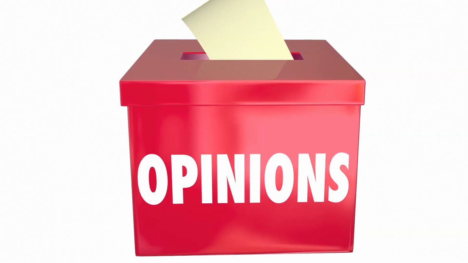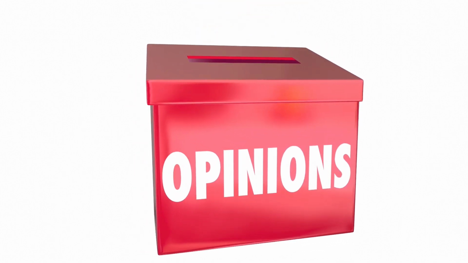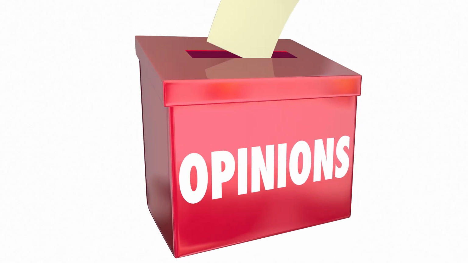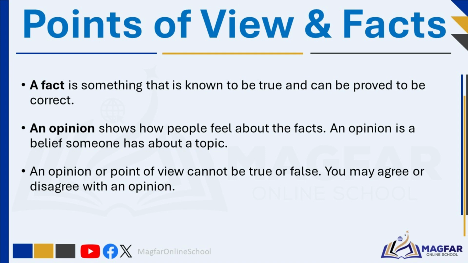An opinion shows how people feel about the facts. An opinion is a belief someone has about a topic. It is possible for people to have different opinions about the same facts. For example, the belief that colonization by the British was something negative is a point of view. An opinion or point of view cannot be true or false. You may agree or disagree with an opinion. In a democracy, people are encouraged to have different opinions and to be tolerant of the views of others.